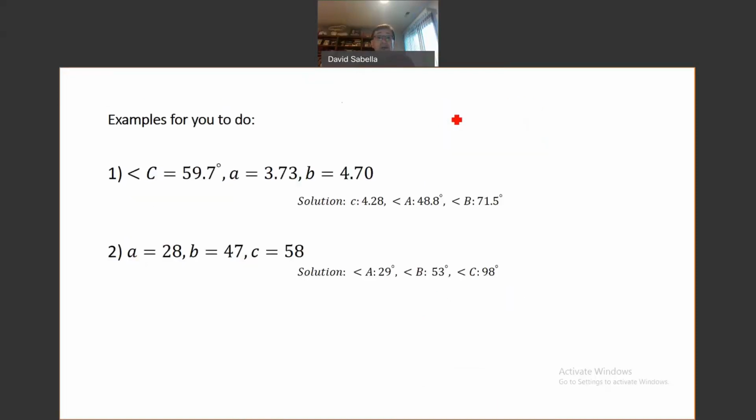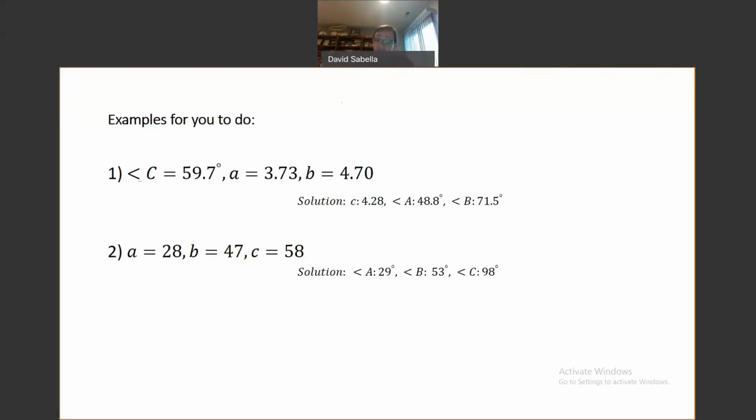Finally, a couple of practice problems. This is one where I gave you two sides and the angle between them to use the law of cosines. And then if you want to switch to the law of sines, you can, or you can continue using the law of cosines. And for the second example, I gave you all three sides. Again, you have to start with the law of cosines, make sure you pick the correct format, and then you can either switch over or continue to use the law of cosines. And I gave you the answers so you can check your answers.